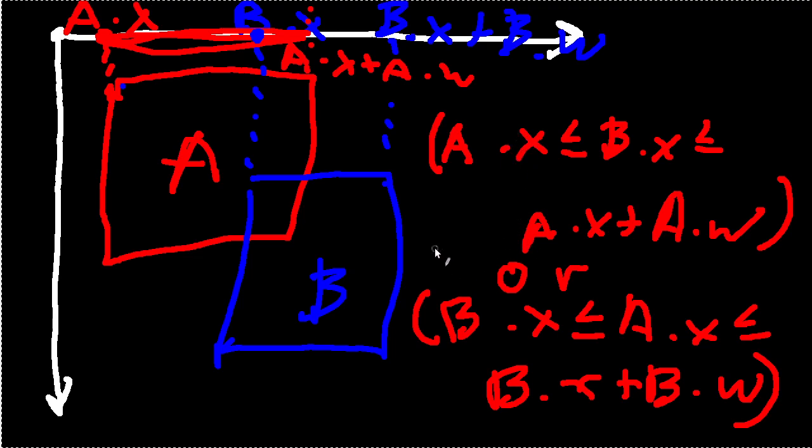The other statement is the same thing, but with the B rectangle. Essentially if we flip A and B, this is what this is saying. This is the flip. All right, this detects collision for the x-axis. And we do the same thing on the y-axis. We just use y and height. It's the same idea.